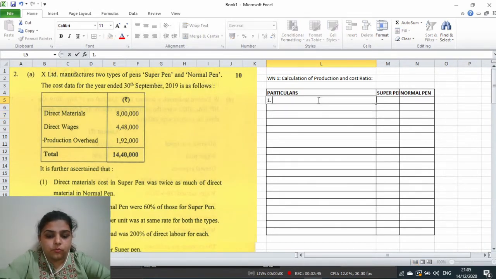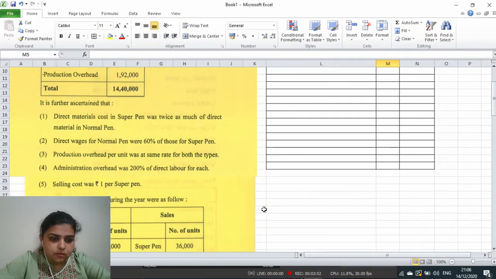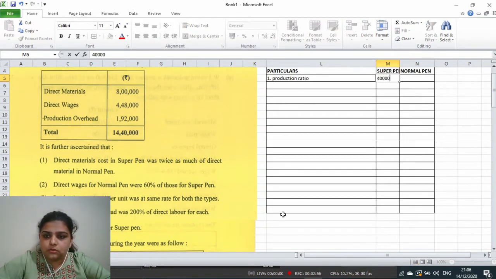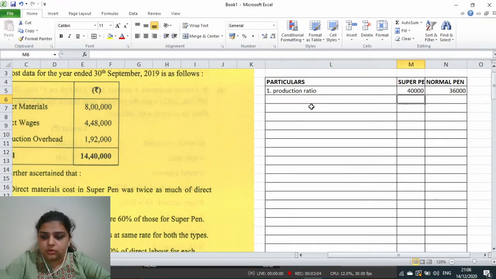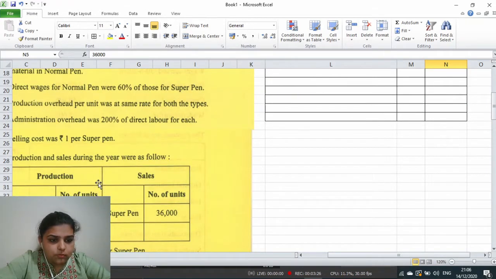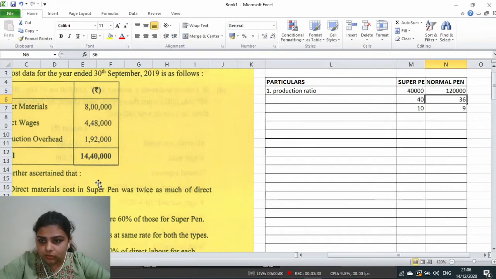Ratios. First, we have to find the production ratio. Production is given to us, that is 40,000 and 36,000. So the production ratio is 40 to 120, that is equal to 10. If I divide it by 40, it becomes 1 to 3. Normal pen is 1,20,000, I'm so sorry, it is 1,20,000. So here it becomes 1. This is my production ratio.